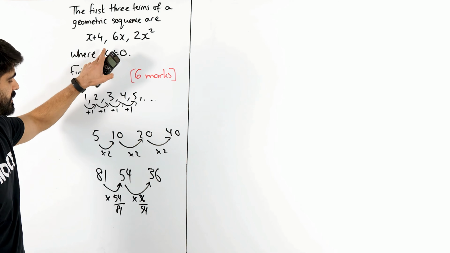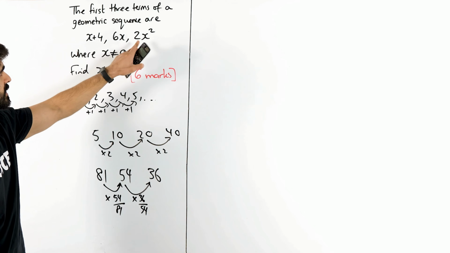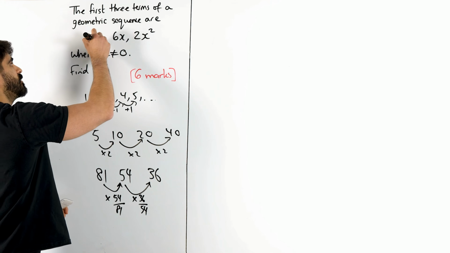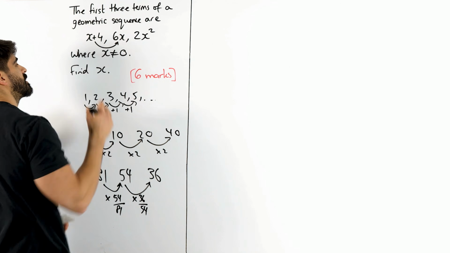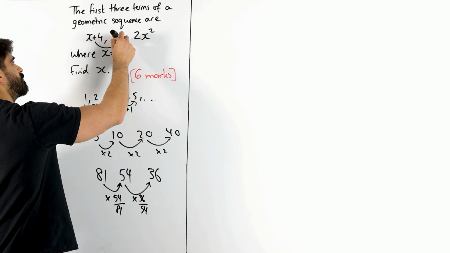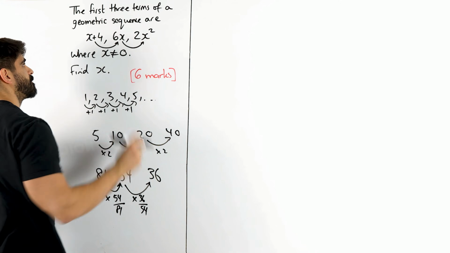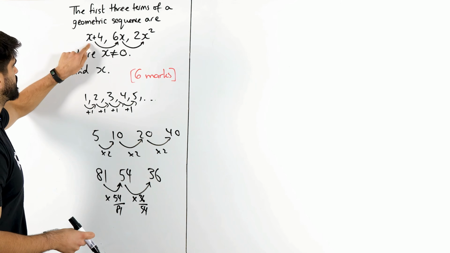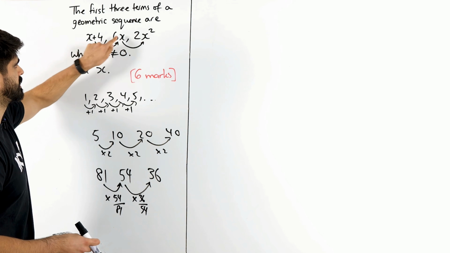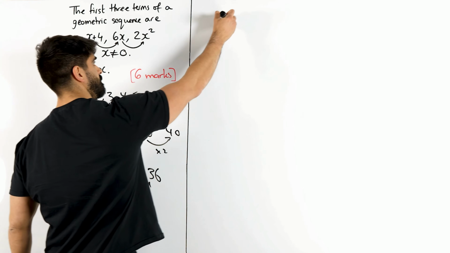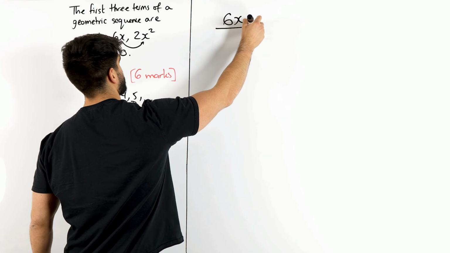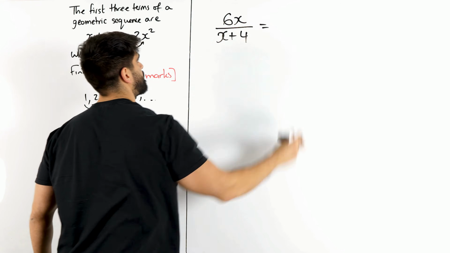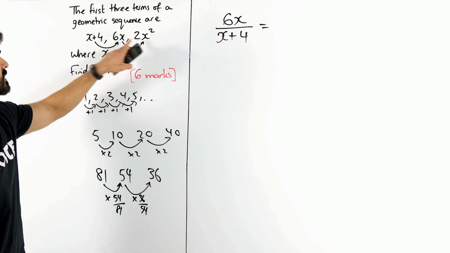That's going to be the same case here. The common ratio needs to be the same. And I can find that through division. Whatever you need to multiply this by to give you this has to be the same as what you multiply this by to give you this. And we can find that out by doing a division. So what you need to multiply this by to give you this, you're doing this divided by this. So it's saying 6x divided by x plus 4 has to be the same as this divided by this.